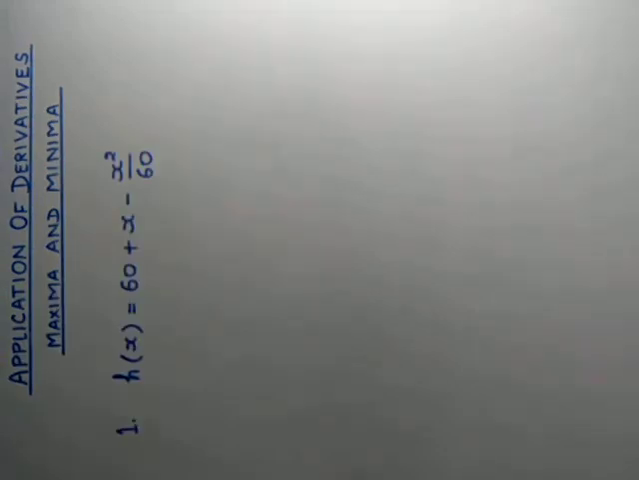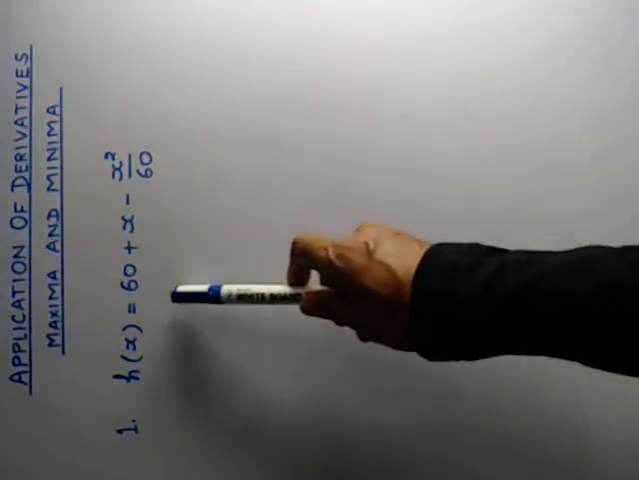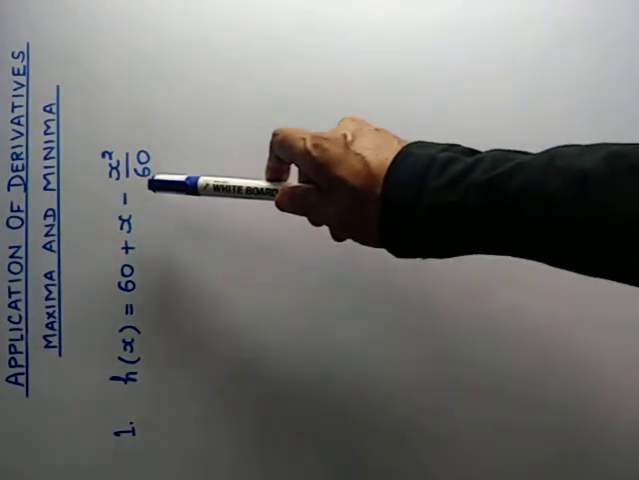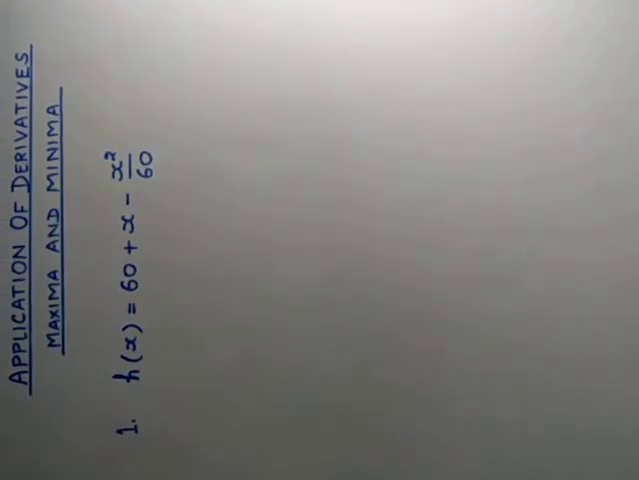A ball is thrown into the air from a building 60 meters high, and travels along a path given by h(x) equals 60 plus x minus x square upon 60, where x is the horizontal distance from the building and h(x) is the height of the ball. Now we need to find the maximum height the ball will reach.